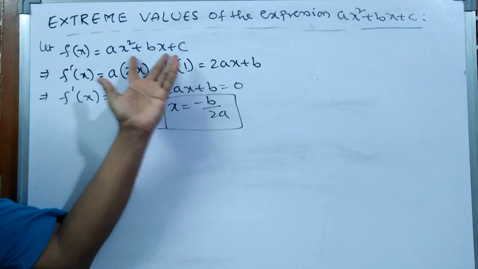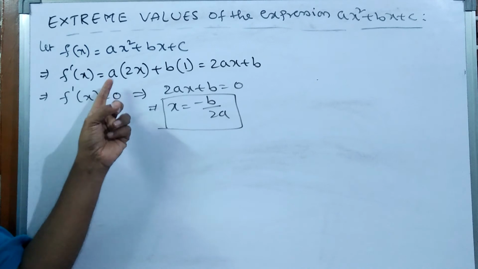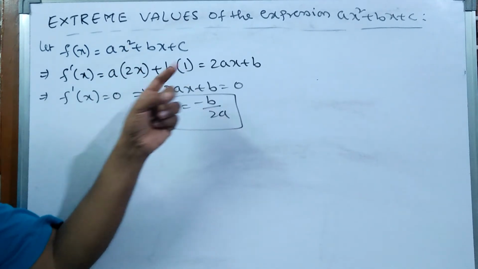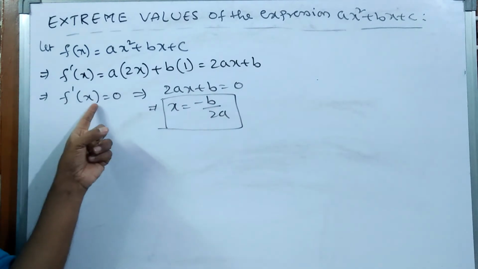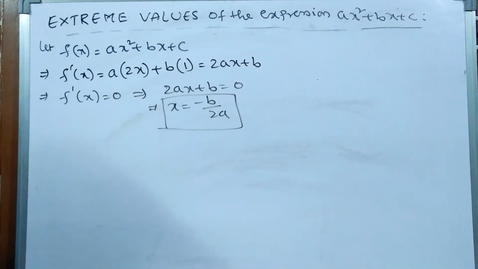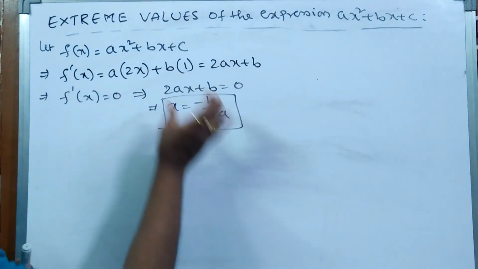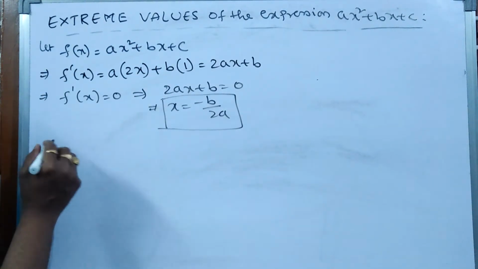Try to understand the concept. f(x) is ax² + bx + c. We calculated f'(x), that is a times 2x plus b times 1, where the derivative of a constant is 0, giving 2ax + b. Our next step is to equate f'(x) to 0. By equating 2ax + b = 0, we got x = −b/2a. At this point, the function may have either a maximum or a minimum value. That can be checked by using the second derivative test.